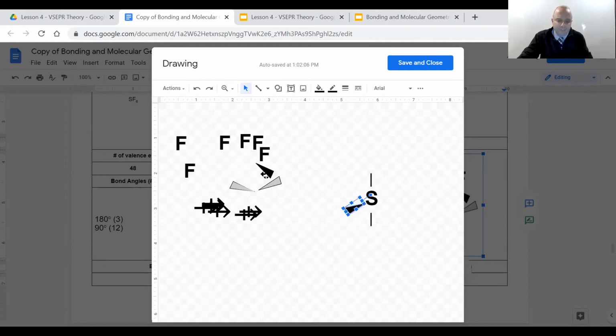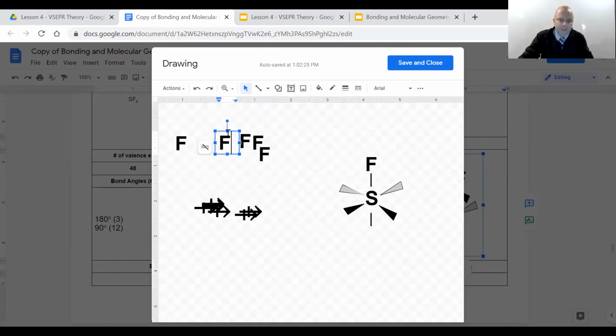These wedges that are filled in black, those are meant to represent bonds that are coming out toward you, so out of the computer. And these that are colored gray are meant to represent the bonds that are back behind the plane of the screen. So imagine them as in back of the screen. And then I'm going to finally move my fluorines into these 6 positions here.